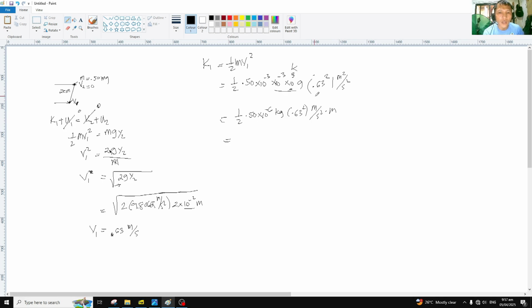So, para thermokinetic energy would be in joule. So, that would be 0.5 or 1 half times 0.5 exponent negative 6 times 0.63 squared, period. Okay? And that would give us kilogram Newton meter. That would be joule. So, that would be 9.9 joule times 10 to the negative 8 joule. Of course, kay crater man hiya.